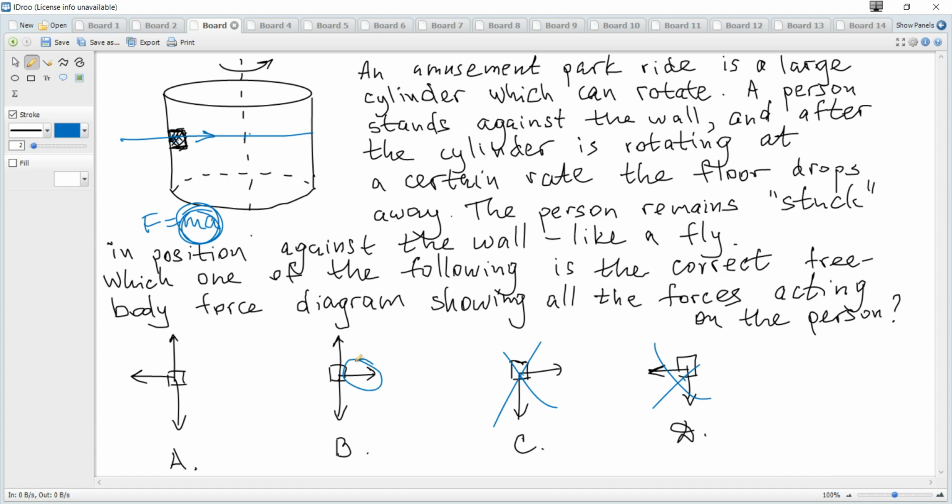And what force is it actually? It is the normal reaction. It's the force that the wall exerts on the object, and it provides the net force. It's the only force, so it is the net force, and it is equal to the centripetal force. The centripetal force is actually the net force to the center. So it's B. B is correct. And that's all for this question.